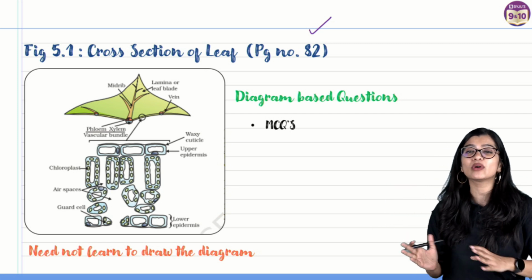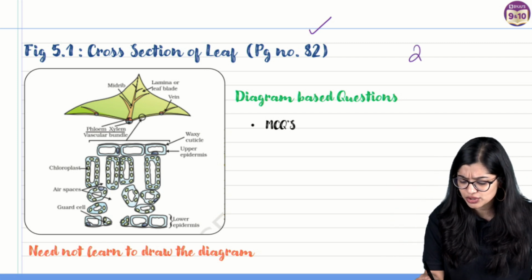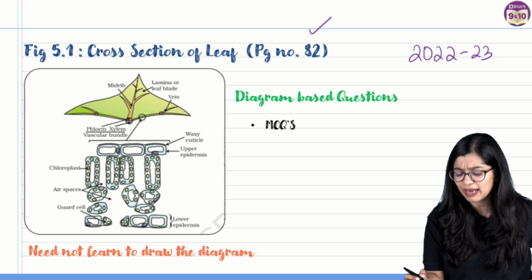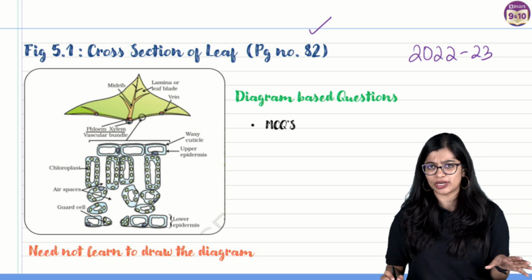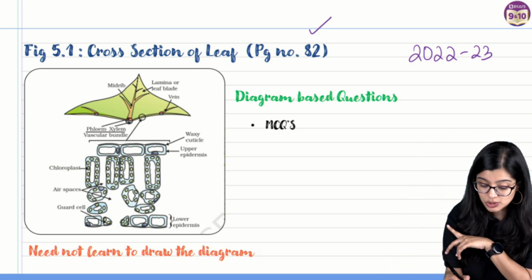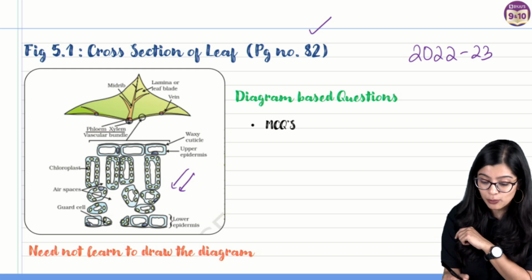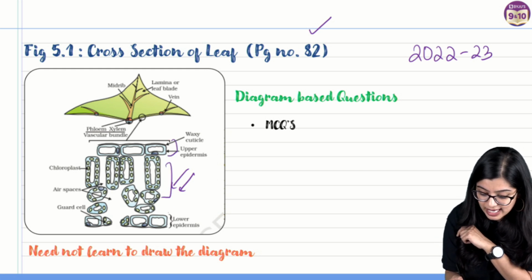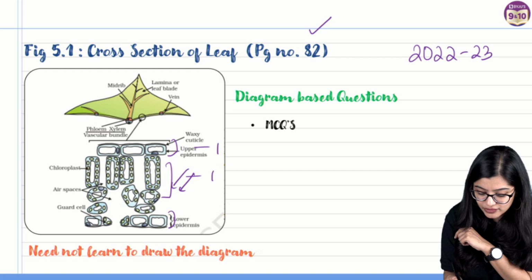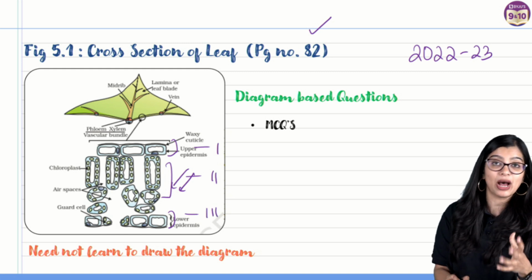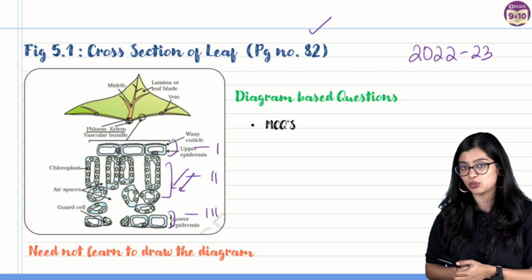Now, especially if you look at last year's 2022-23 sample paper, and in some sets of the board exam paper, we see that this particular diagram has come where they have identified these regions as say 1, 2 and 3, and you have to identify the part or the region in which photosynthesis would happen.